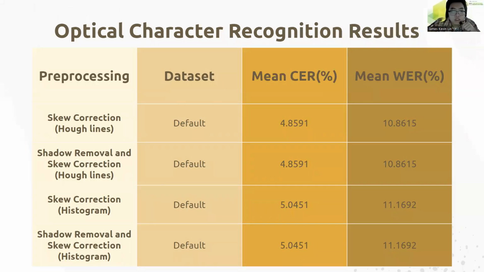As seen in the results, shadow removal has no effect since the dataset has no shadows. The better technique is using hue lines. Additionally, it is faster than histogram since it does not look through each rotation angle.